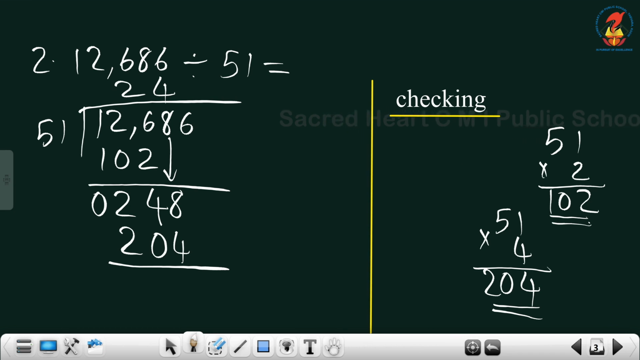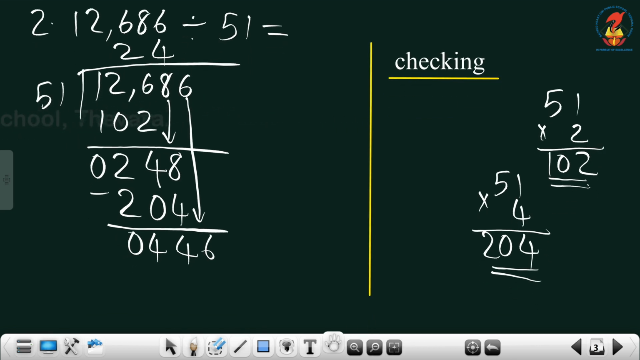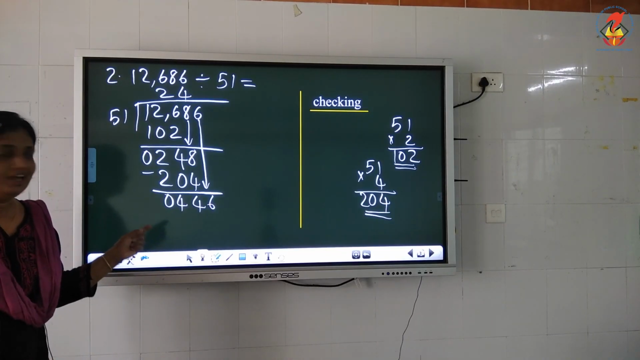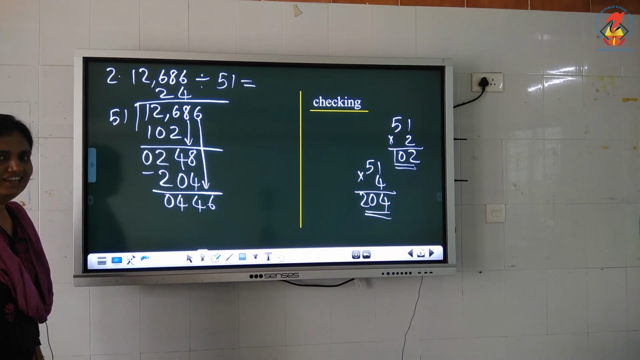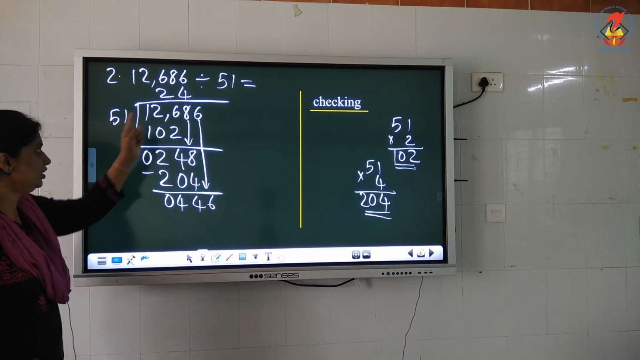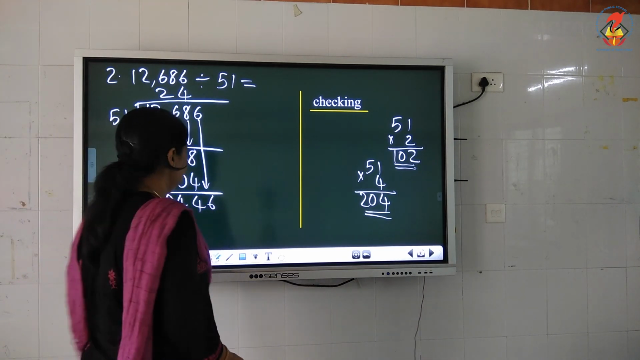Is it? Then I need to subtract 8 minus 4, 4. 4 minus 0, 4. 2 minus 2, 0. I need to take next digit down, that is 6. It will become what? 446. Is it? 446. Again I need to check. I need to take 51 into which number I will get this. 51 fours I got it here.